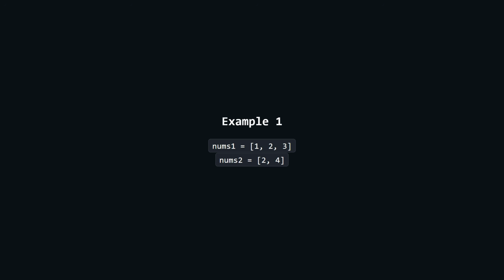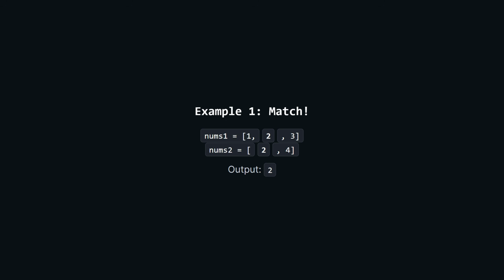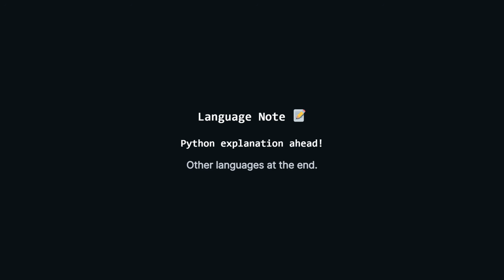Let's look at a quick example. Imagine our first list has the numbers 1, 2, and 3, and our second list has 2 and 4. Looking at them both, the number 2 is the smallest value they share, so our function should return a 2. Easy enough, right?